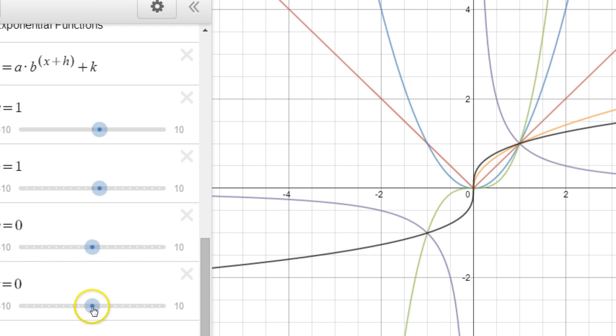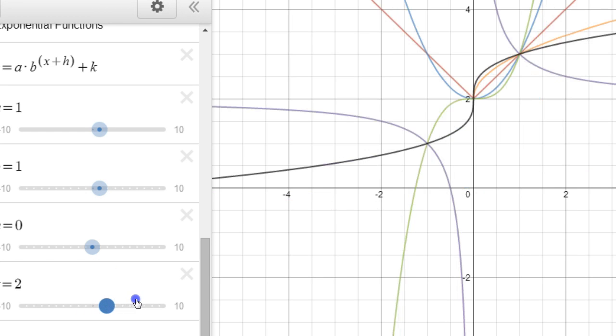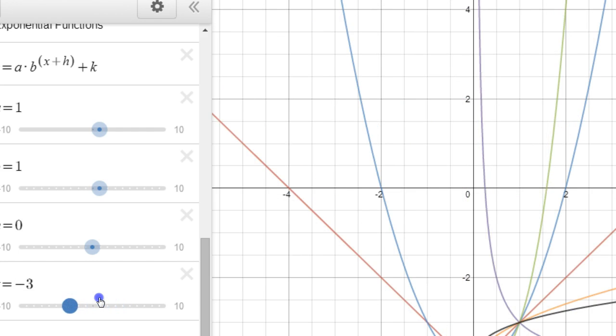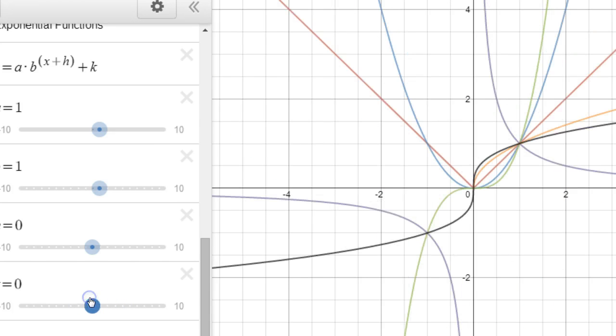Now K, obviously, nothing really affects this because it's outside of the function that's being added or subtracted. So it moves the graph up or down. It's called the vertical translation is what we call that.